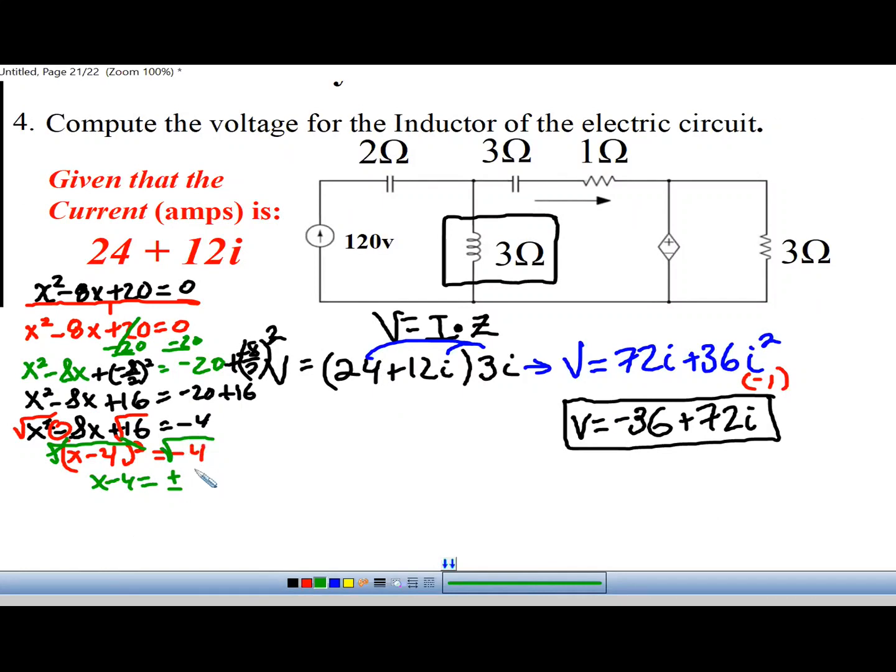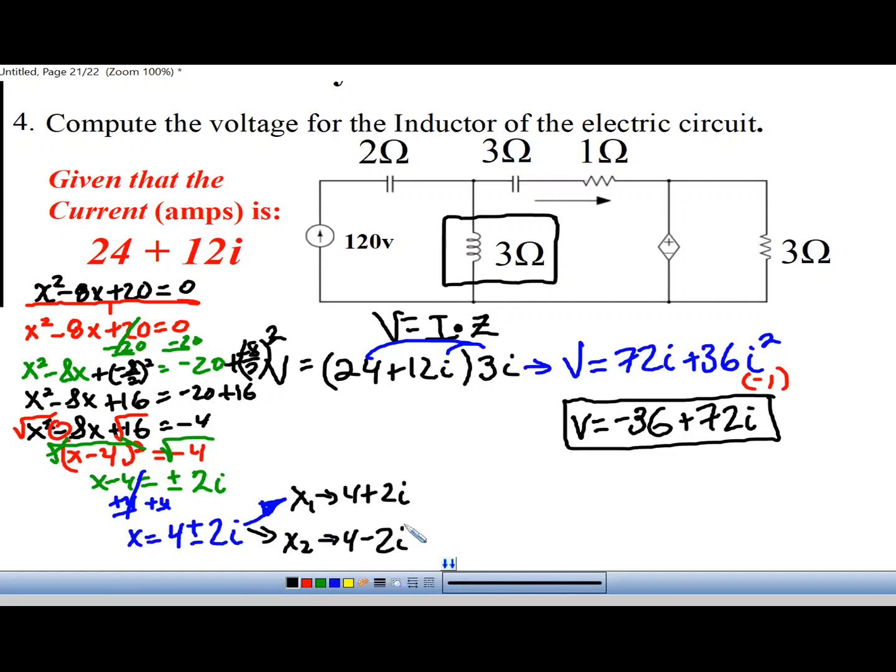2i, thank you. All right, and then we're going to solve for x, so we add 4, add 4. We end up with x equals 4 plus minus 2i. So my two solutions or equations at the end is x sub 1, which is 4 plus 2i, and x sub 2 is 4 minus 2i.